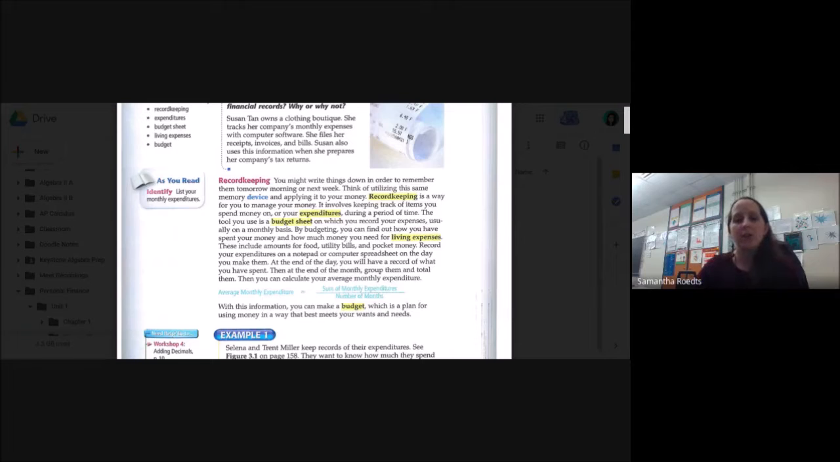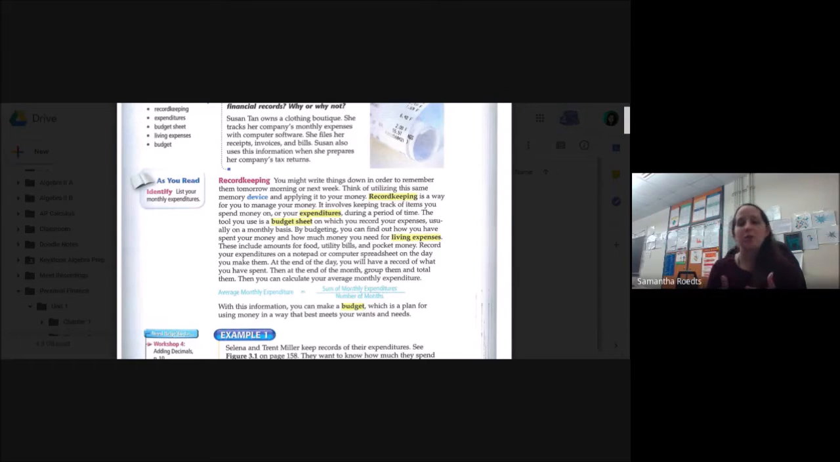Okay, so record keeping is a way for you to manage your money. It involves keeping track of items you spend money on, or your expenditures, during a period of time. An expenditure is basically just money that you spend. The tool you use is a budget sheet on which you record your expenses, usually on a monthly basis. By budgeting, you can find out how you have spent your money and how much money you need for living expenses. Living expenses include food, utility bills, and pocket money.